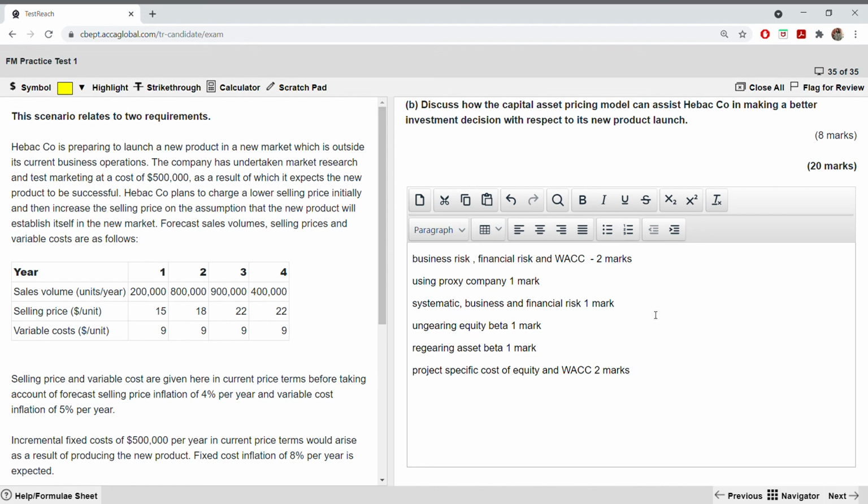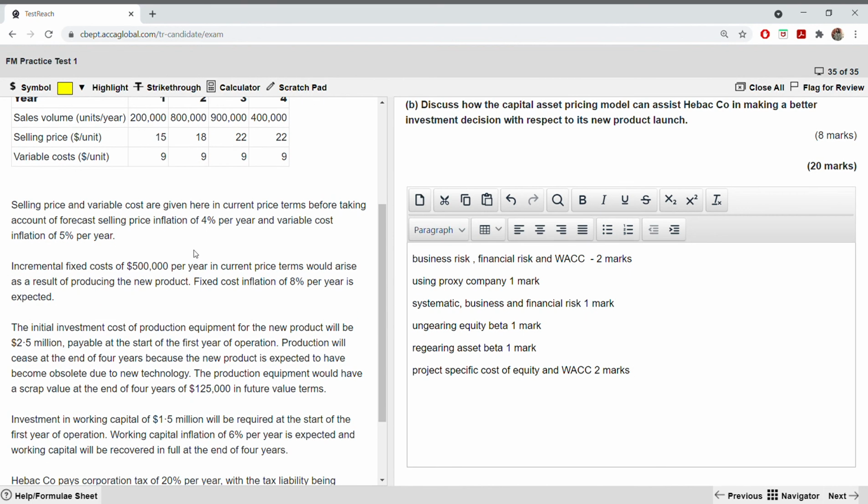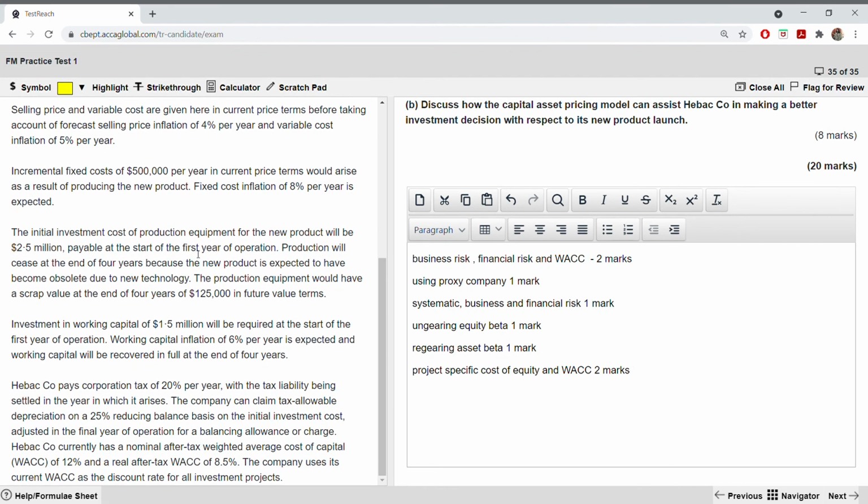This is how your marking scheme is. This is how you're getting the 8 marks. You have to talk about business risk, financial risk, WACC, systematic risk, proxy company, ungearing, re-gearing, cost of equity, WACC. All these things you have to talk in your answer, because all this is what the capital asset pricing model is, when you're talking about new product launch. Here the WACC is given, so you can discuss on that.